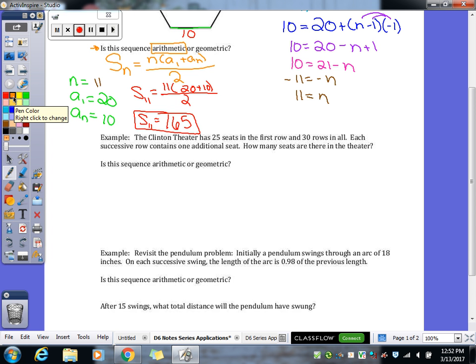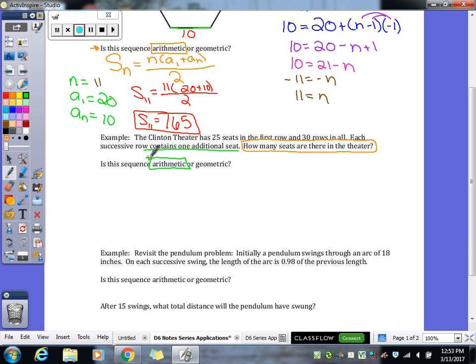Our next one: the Clinton Theater has 25 seats in the first row and 30 rows in total. Each successive row contains one additional seat. How many seats are there in the theater? This is telling you we're looking for the sum, adding up each of the rows. Again, you have to think: are we talking arithmetic, adding something each time, or geometric, where we're multiplying each time? If each row contains one additional seat, are we adding or multiplying? Adding. So this one is arithmetic.